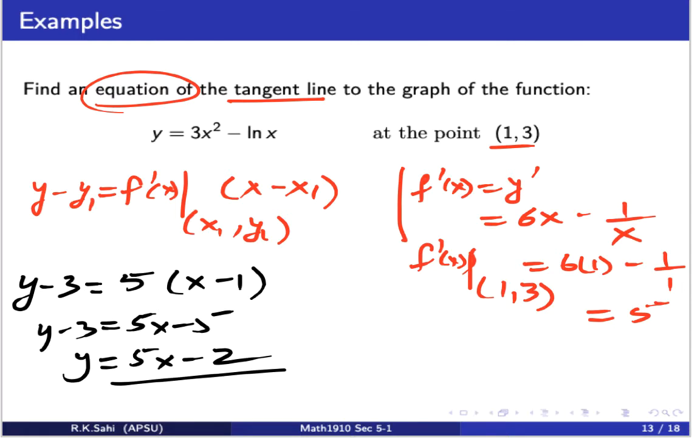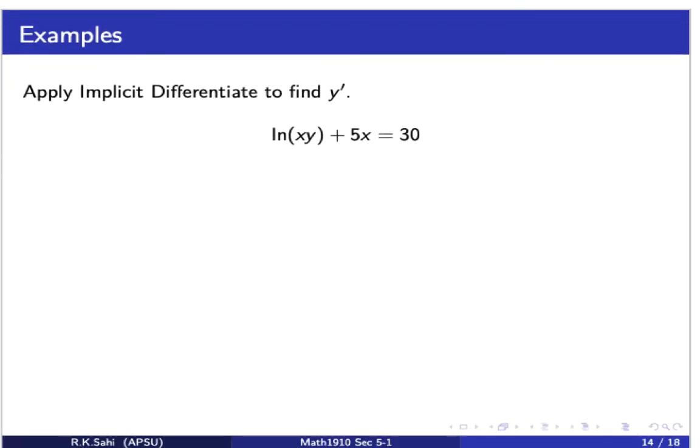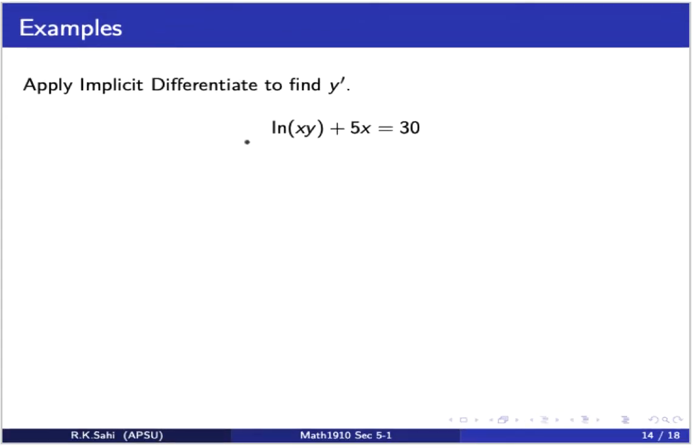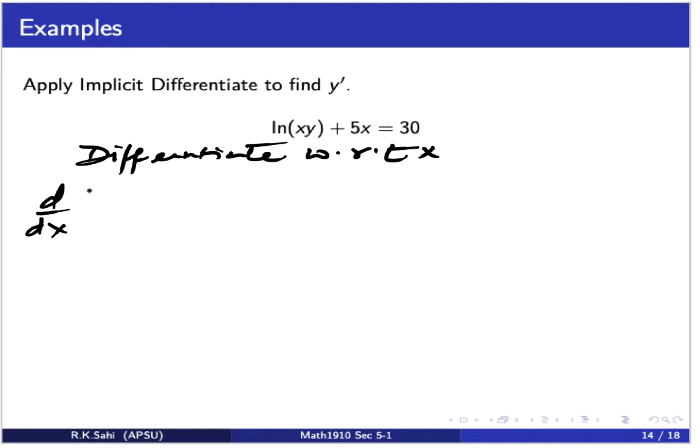I hope you guys remember implicit differentiation. Now, in implicit differentiation, guys, we do not have a nice y in terms of the other. So what we normally do is we apply it to the whole equation and then proceed from there. So here, we would say differentiate with respect to x. That means we're taking the differential of natural log of xy plus 5x equals the differential of 30.